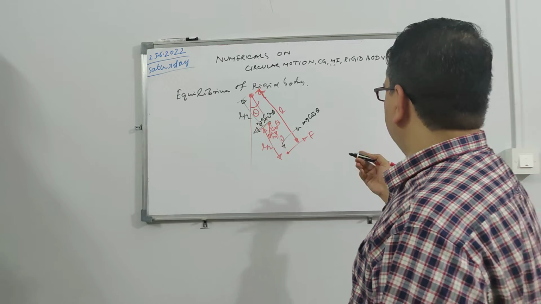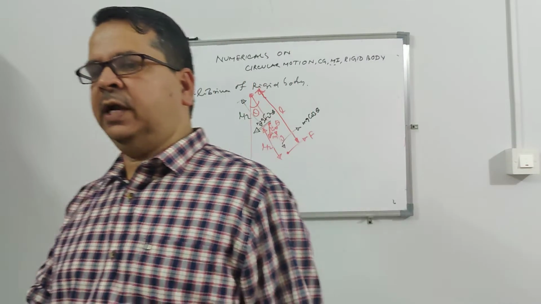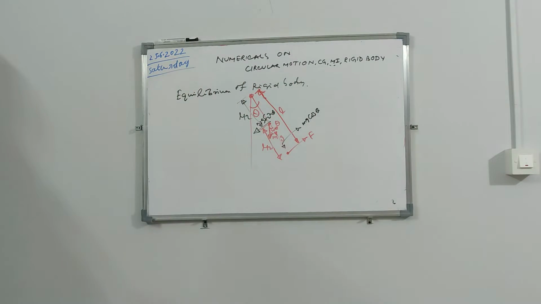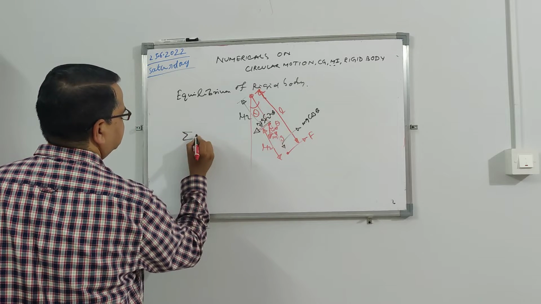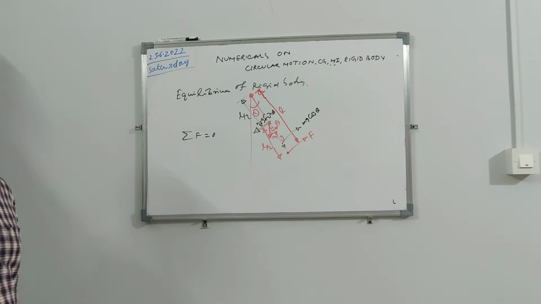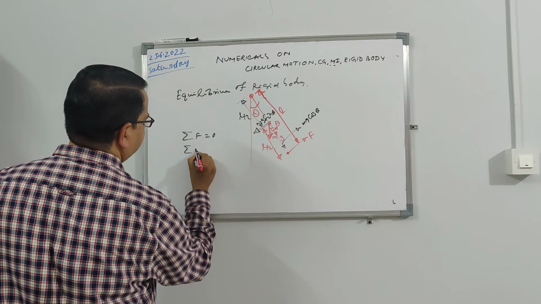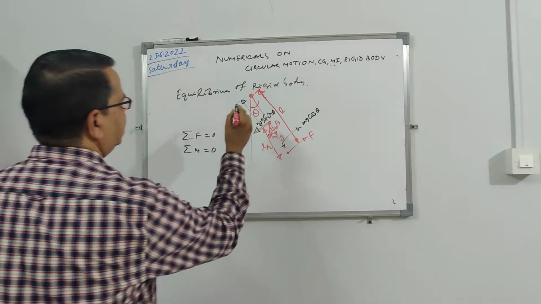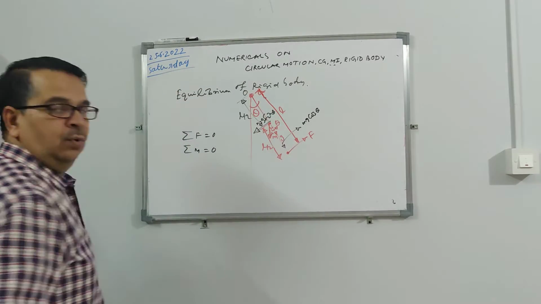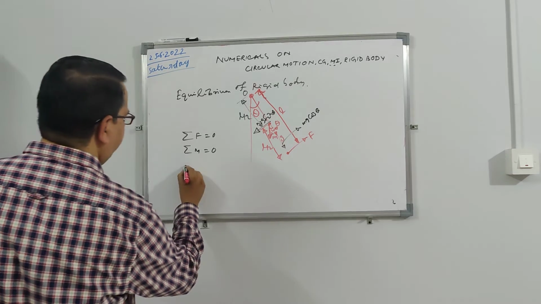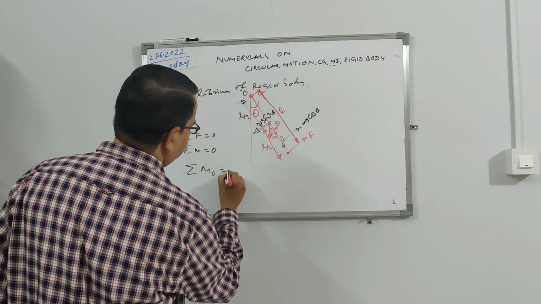The governing principle here is the principle of statics. It says sigma F is equal to 0. That means a body will be in static equilibrium if the resultant force is 0 and the resultant moment is also 0. Let us say this pivot point is O. So the moment about the pivot point, M_O, is equal to 0.